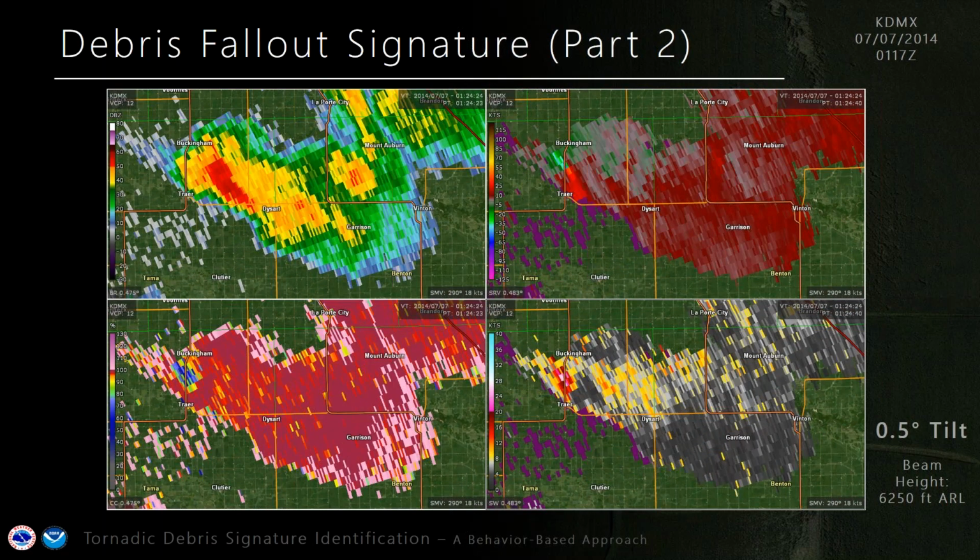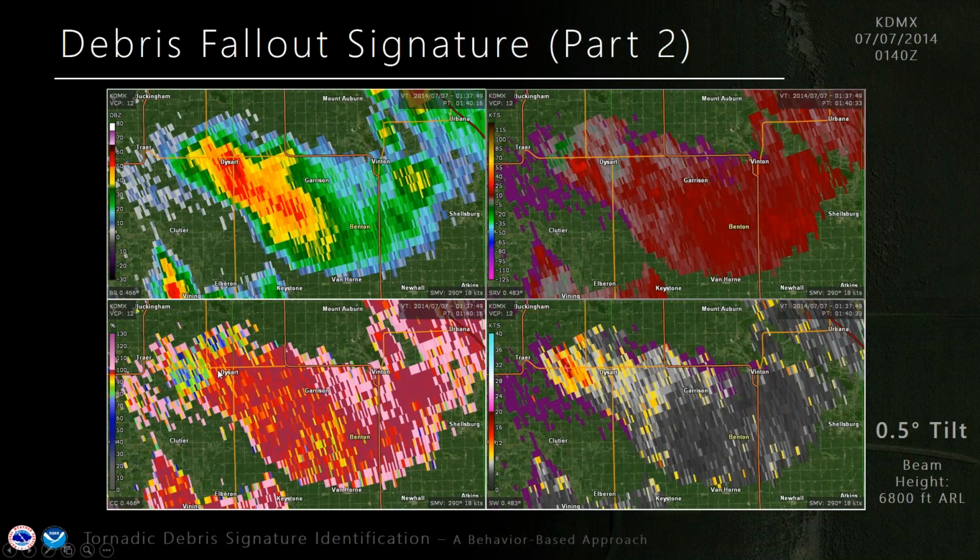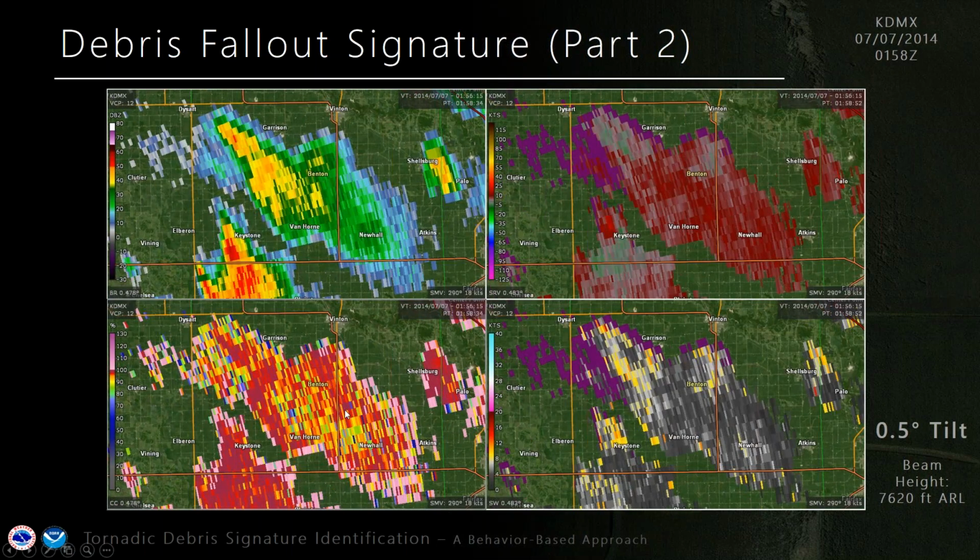This is with an LP supercell in Iowa in 2014. This is during the tornado itself. You can see a very solid TDS there just south of Buckingham. We go forward about 20 minutes as the storm begins to eventually decay. The tornado has since dissipated. You'll notice on the CC, you start seeing more of a speckled appearance to the mid to upper levels of the storm updraft. And then over time, about another 15, 20 minutes later, you'll start seeing this bizarre CC fallout throughout the entire storm.